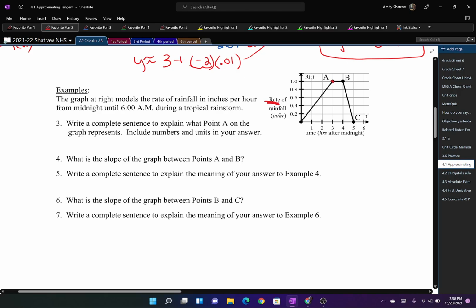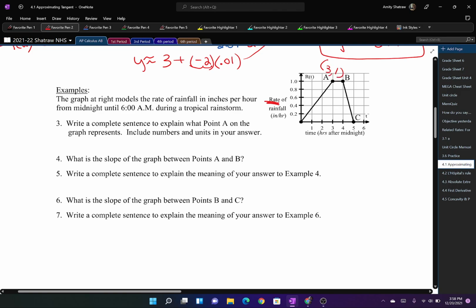From point A to point B, the slope is 0. It's a horizontal line. So he says, write a complete sentence to explain what point A on the graph represents. Please include numbers and units in your answer. And so this point A just happens to be 3 and 1.